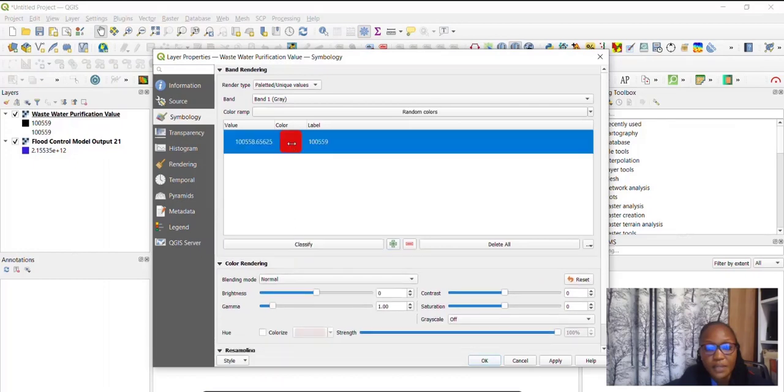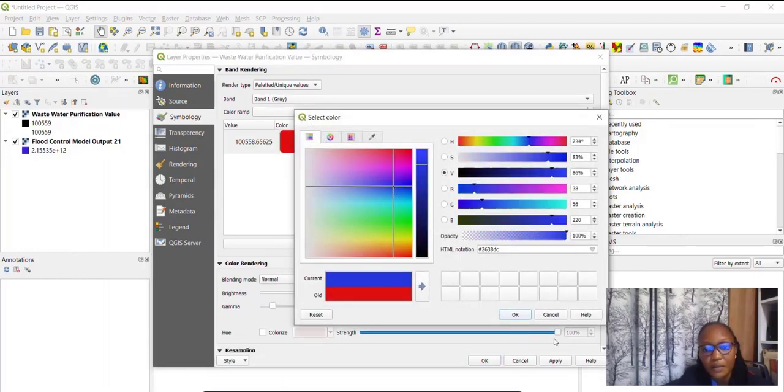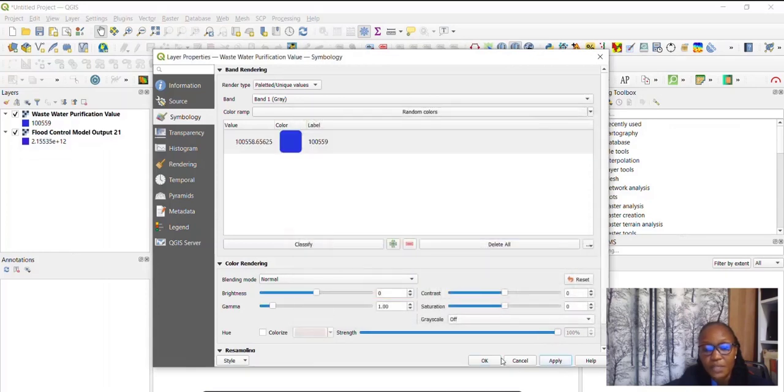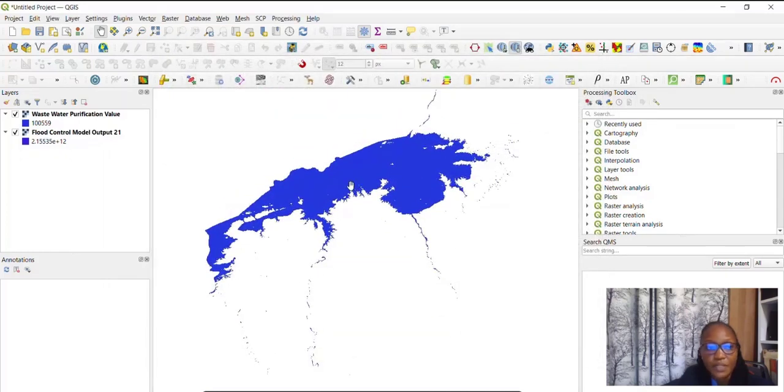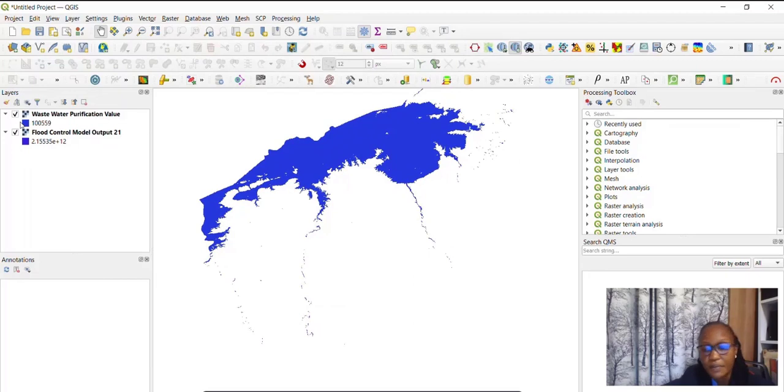You can give it a color to be able to visualize it better. So at a per pixel level, that is the avoided cost that you'd incur if this wastewater purification ecosystem service is no longer functional.